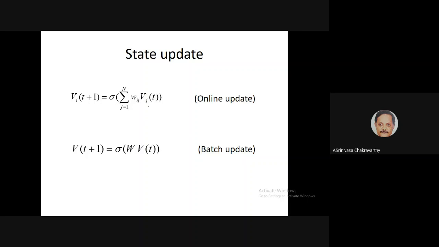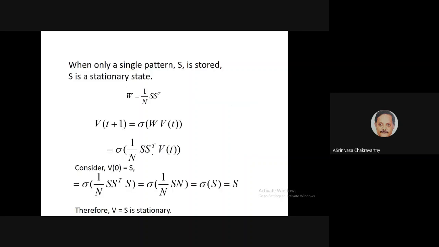In the single element form, you update the ith element: Vi at t plus 1 is equal to sigma of sum over j of Wij Vj at t. Okay, and then you get the next value for Vi. In the vector form, it is sigma of W times V, the matrix times vector V. Right, so we have seen all this.